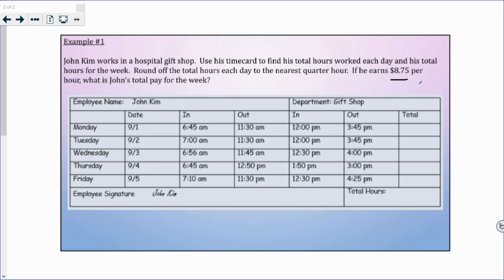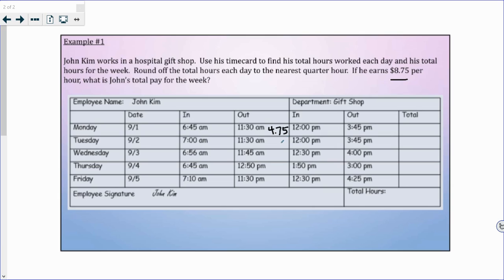Well, let's see, on Monday, he worked 6:45 to 11:30. So we got to figure out how many hours and minutes that is. Well, 6:45 to 10:45 would be 4 hours. And you need another 45 minutes, so that's 0.75. So 4 hours and 0.75. So that doesn't mean 4 hours and 75 minutes.